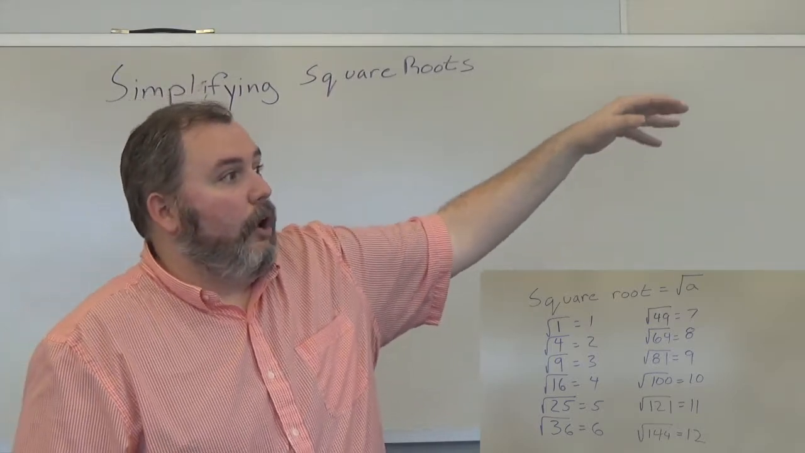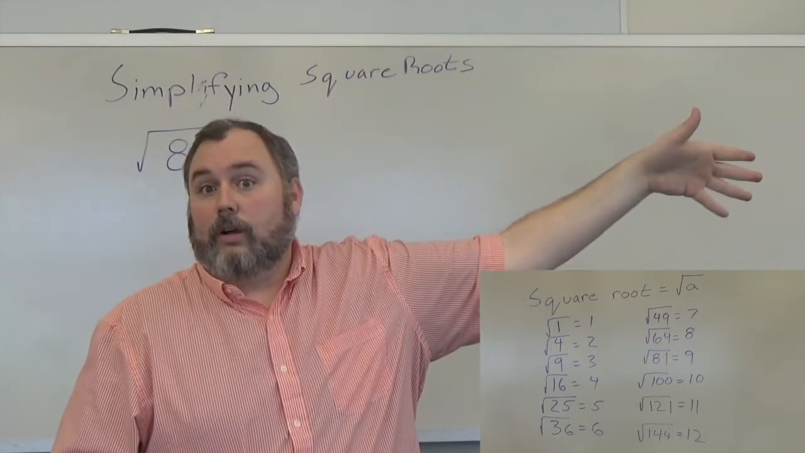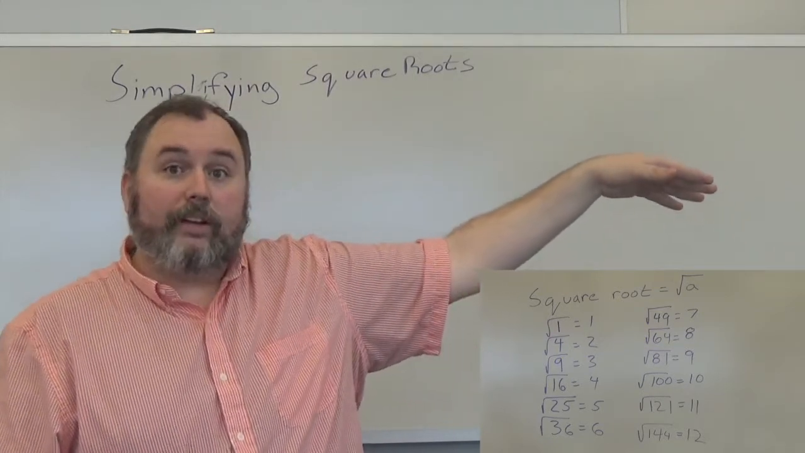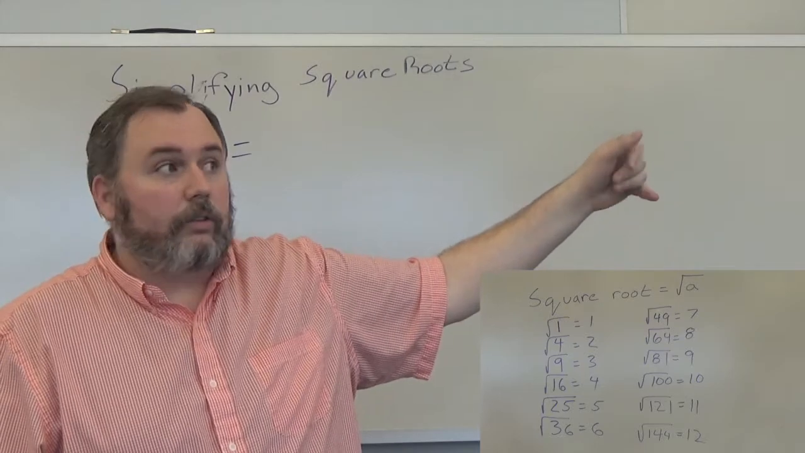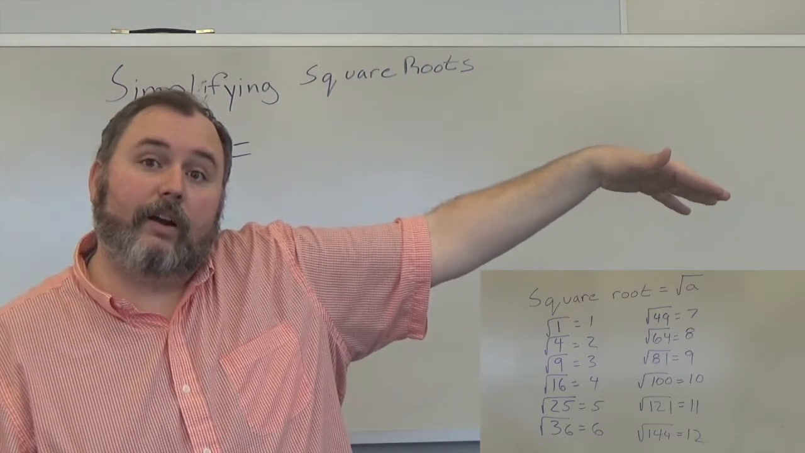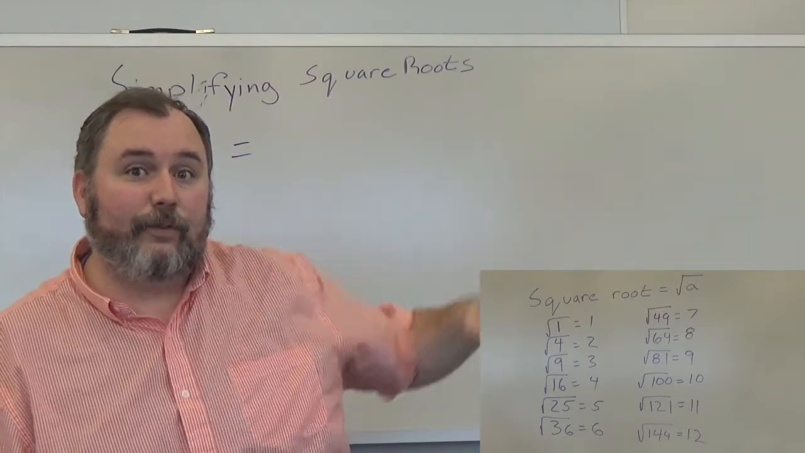So perfect square number 1 is 1. Nope, won't work. Let's go to the next one. 4. Well, 4 can go into 8. All right, that works. 9. Can 9 go into 8? No. So the largest perfect square that can go evenly into 8 is 4.